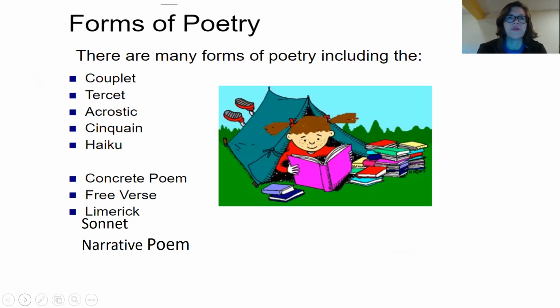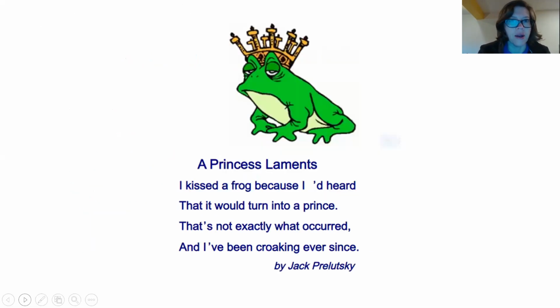And finally, there are different forms of poetry, and this is just covering some of the main ones: couplet, tercet, acrostic, cinquain, haiku, concrete poem, free verse, limerick, sonnet, and narrative poem are just some forms of poetry. And again, we will have another lesson just about different forms and types of poetry. So we're not going to go into a lot of detail about that today.